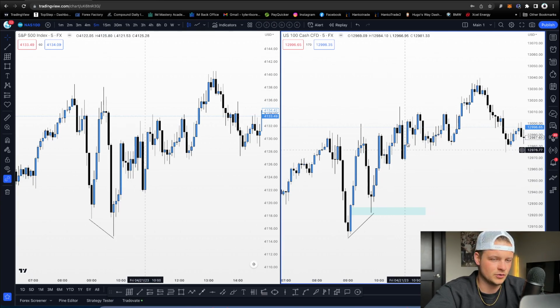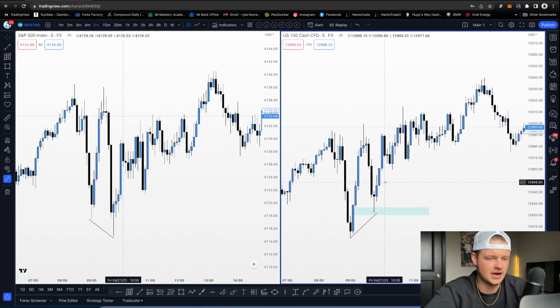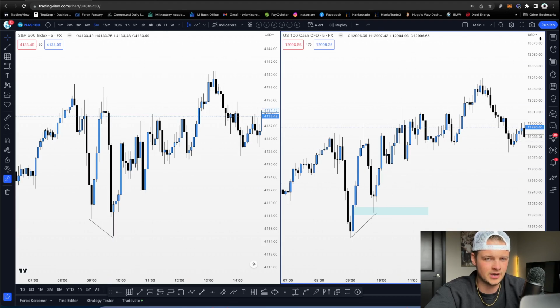And very shallow retracements, like this sharp pullback on S&P. Look at the difference. Look at the difference. This did not even violate this low. This definitely violated this low. So it's just something to keep in mind. SMT divergence can kind of help you in that way.